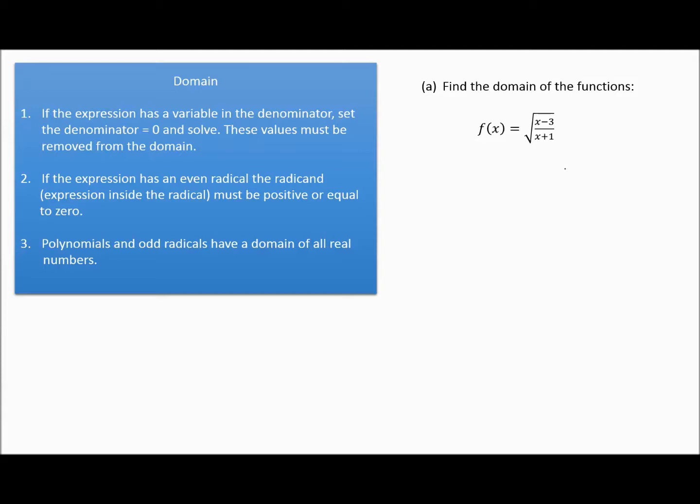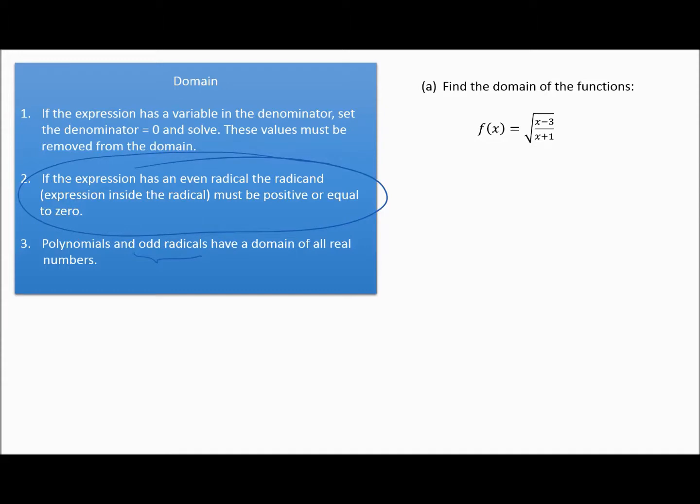If the expression has an even radical, the radicand, the expression inside the radical, must be positive or greater than or equal to 0. If you have a polynomial or an odd radical, like if this was a cube root, a fifth root, a seventh root, if you have this situation, the domain is all real numbers. I haven't noticed in the homework, and I don't do it on this video, where you have that situation. We're sticking to this situation right here.